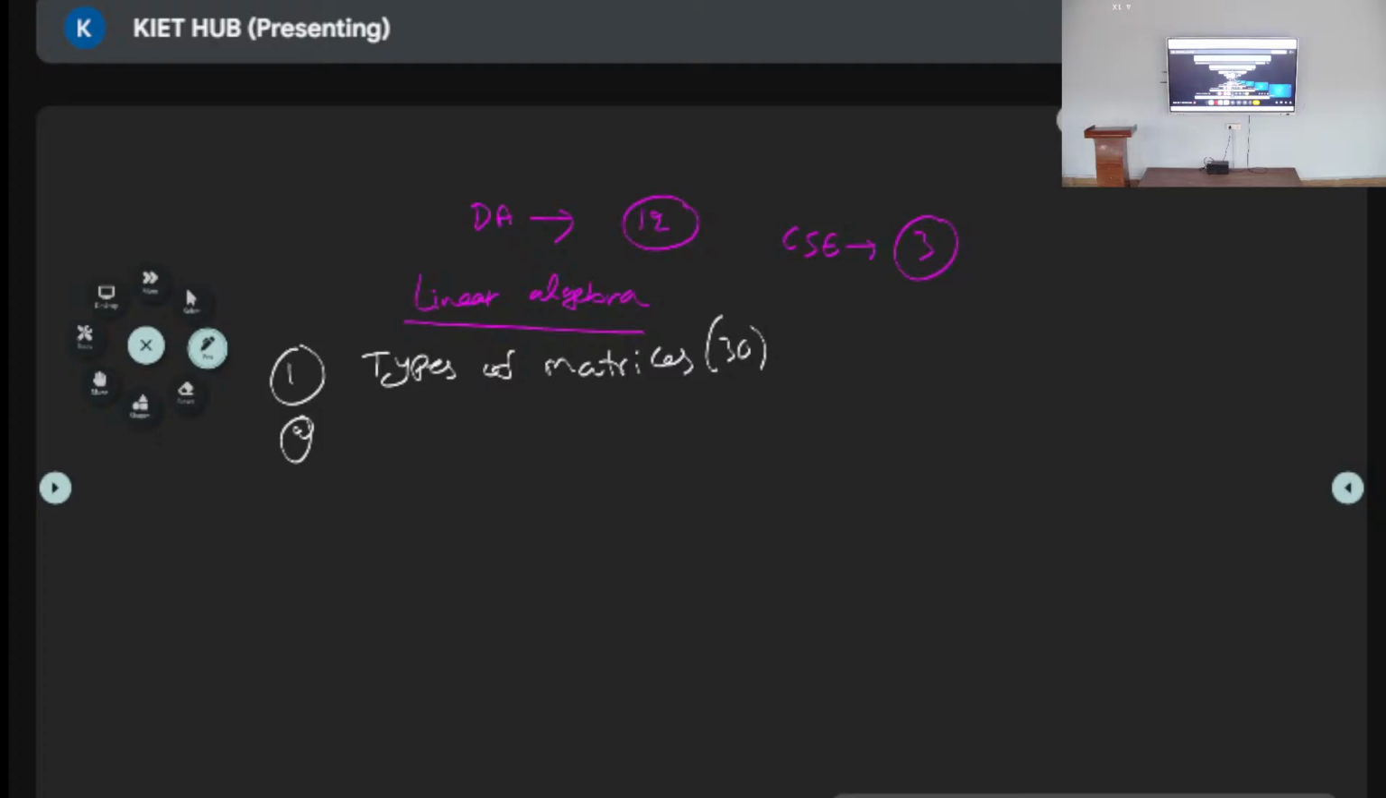Row matrix, column matrix, rectangular matrix, square matrix, null matrix, upper triangular, lower triangular, diagonal, scalar, transpose matrix, and symmetric, skew symmetric, orthogonal matrix. What is the condition for a symmetric matrix? A transpose equal to A. Skew symmetric, A transpose equal to minus A. Orthogonal matrix, A into A transpose is equal to I.